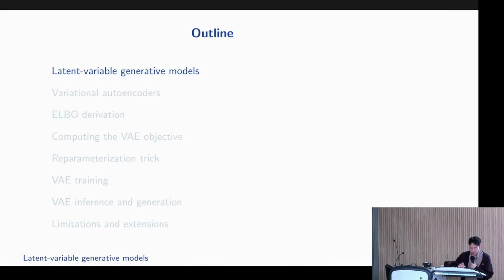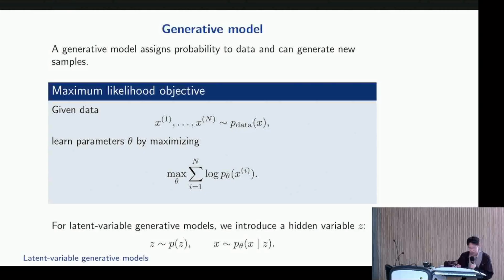Before we actually derive the ELBO, just some more background. We talked about these pretty much last time, but what is the maximum likelihood objective? As we saw in the previous case, a generative model assigns probability to data. Given some data points from a distribution that we don't know the form of, and only have access to samples, we want to learn a parameter that mimics this distribution. That's our model, P theta.